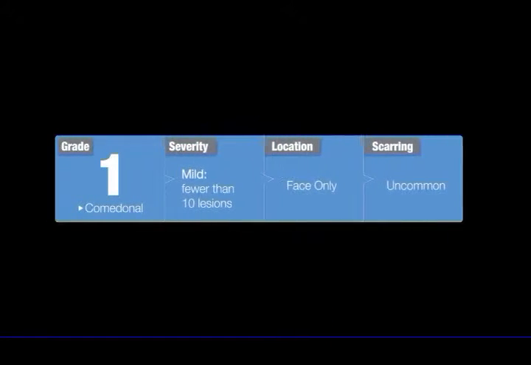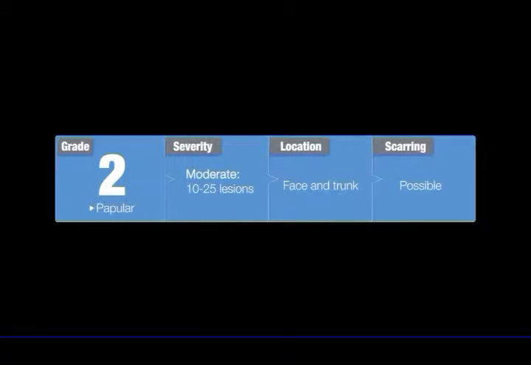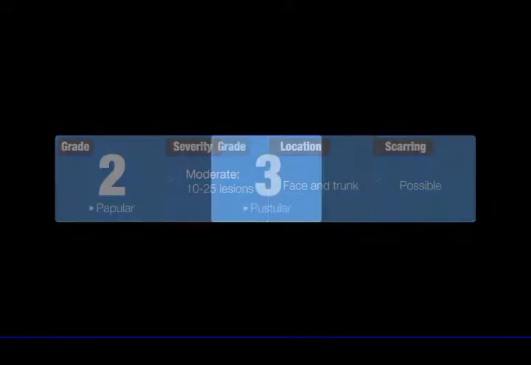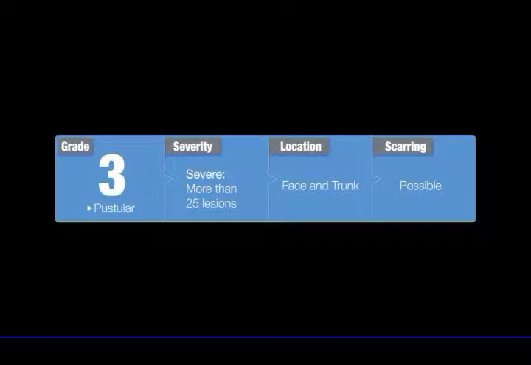Grade 1, or mild acne, consists of microcomedones, closed and open comedones, and will have little or no inflammation. Grade 2, or moderate acne, has inflammatory papules or pimples along with comedones. Grade 3 is classified as severe and is commonly known as acne vulgaris and has papules, pustules, and comedones.